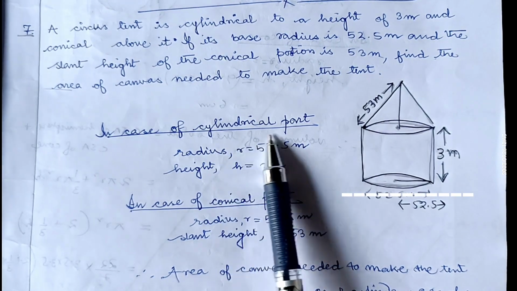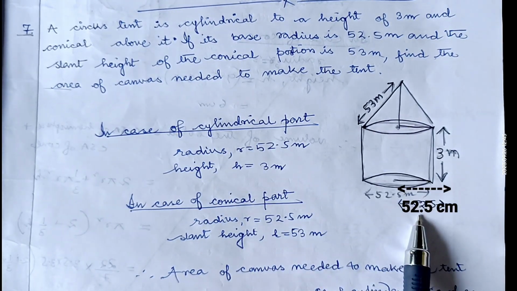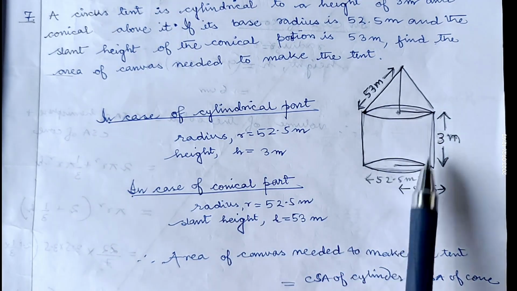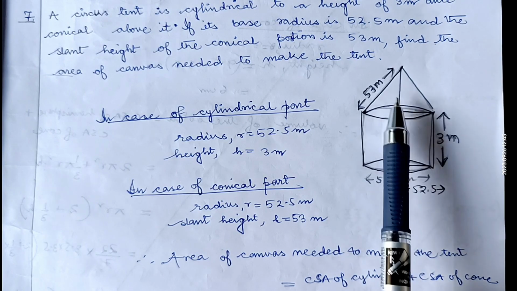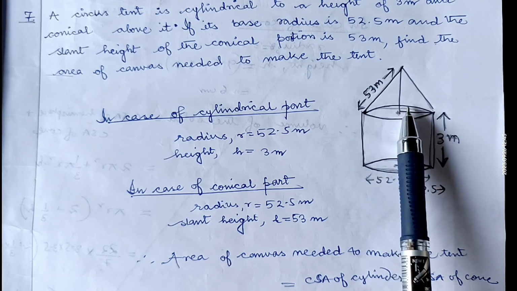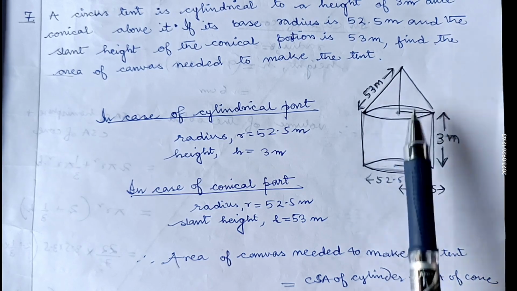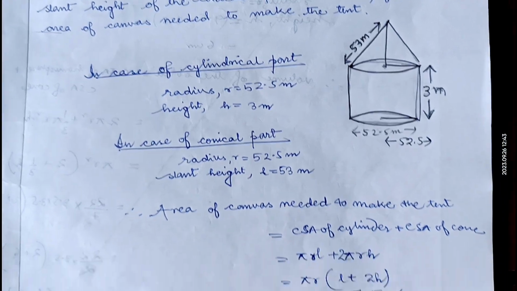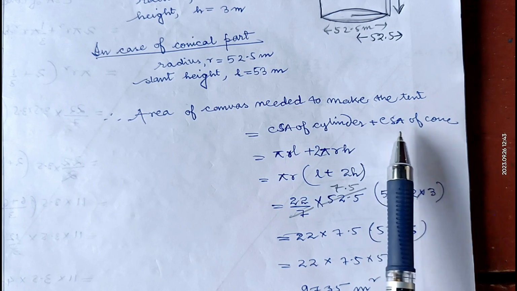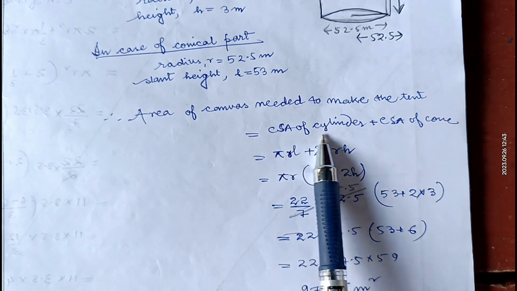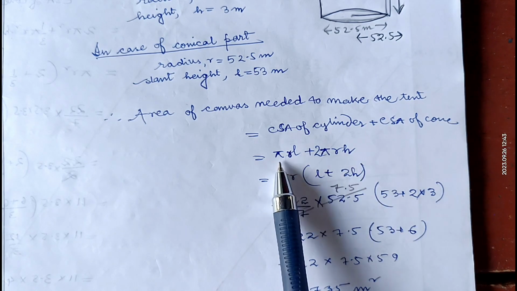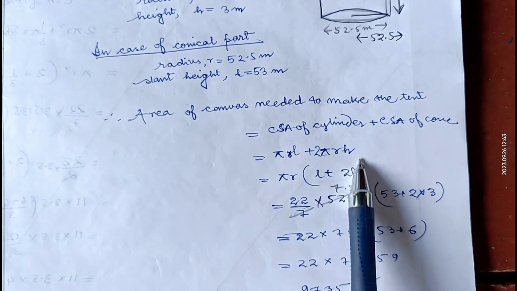So here directly we can write, in case of the cylindrical part, radius is 52.5 and height is 3 meter. In case of the conical part, the radius will be the same, so here also it will be 52.5, and slant height is 53 meter. As we have to calculate the area of the canvas, we have to find the curved surface area of the cone plus the curved surface area of the cylinder. So we can write, area of canvas needed to make the tent is the curved surface area of the cylinder plus the curved surface area of the cone. Curved surface area of the cylinder is 2 pi r h and curved surface area of the cone is pi r L. Pi r is common, so it will be L plus 2 h.